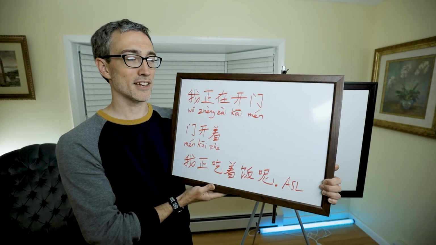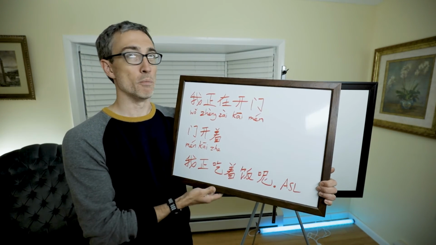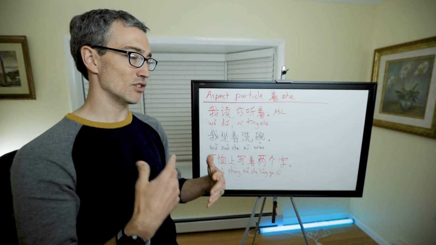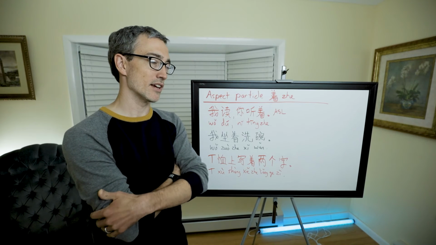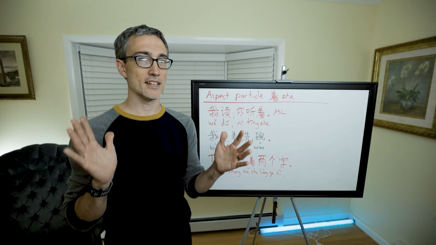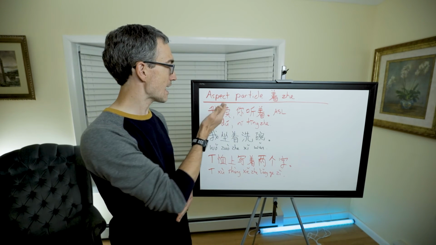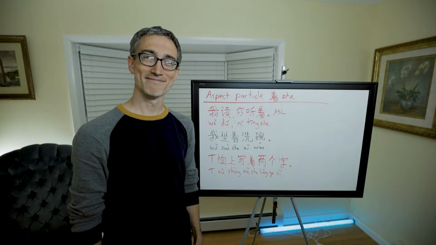And so it's just a very full, a very robust way to say that, adding lots of pieces in there to say the same thing. So they can go together at times, but it is important to understand the distinction between them as well. So there you have it. There's the aspect particle 着.